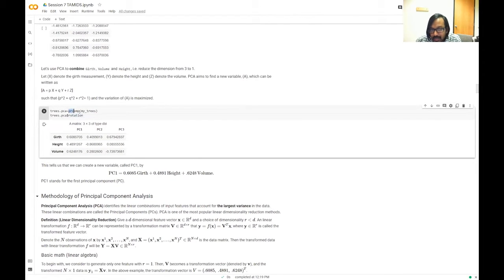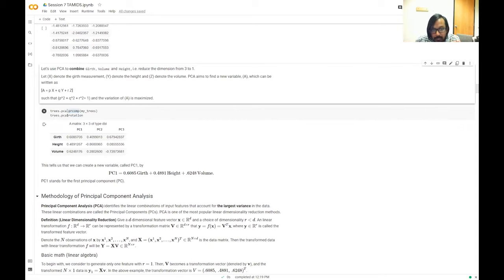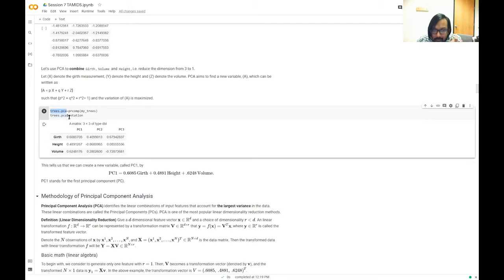So the function in R to perform PCA is called prcomp. And then in order to find this p, q, and r, we do trees.pca, because that's a variable that stores the PCA object. And then we do $rotation. Now this $rotation gives you the linear coefficients, these coefficients p, q, and r. So the first principal component, the first variable, is basically 0.6085 times the girth plus 0.4891 times the height plus 0.6248 times the volume. That is the new variable. That is what we are performing by rotation.